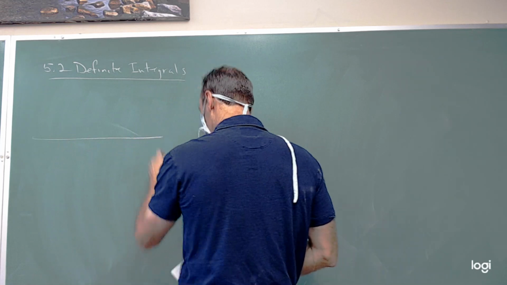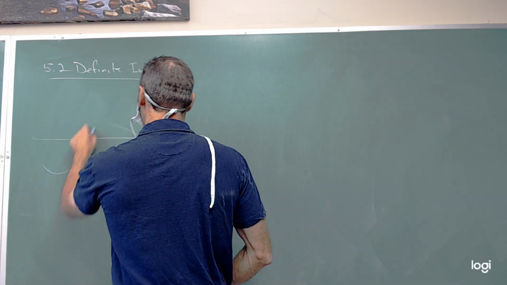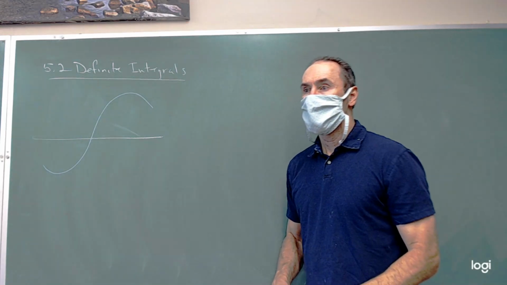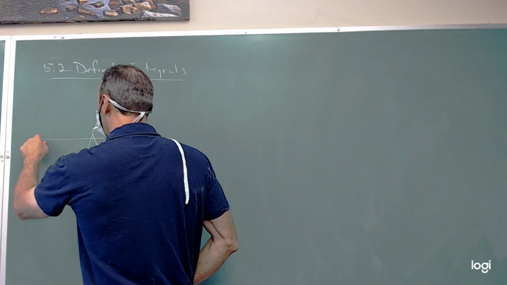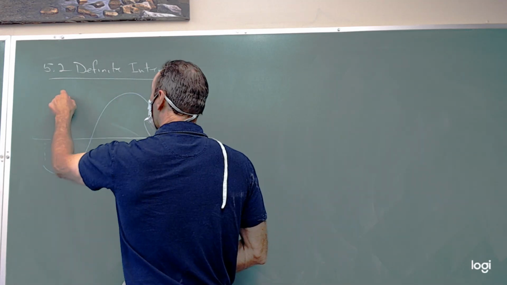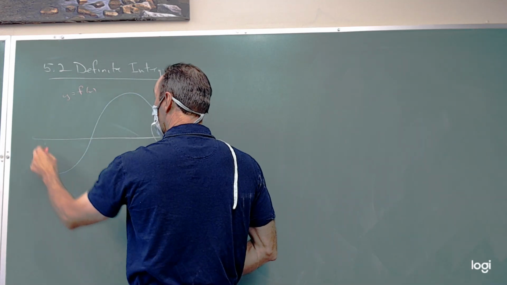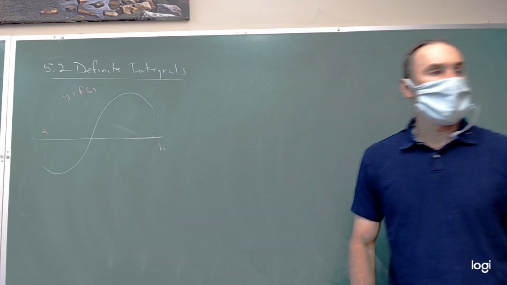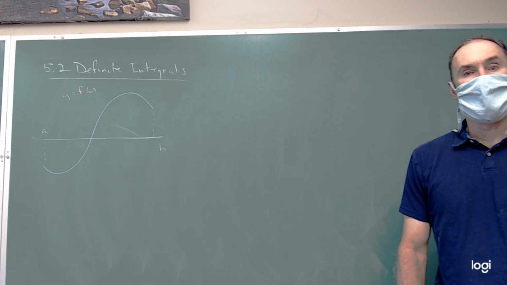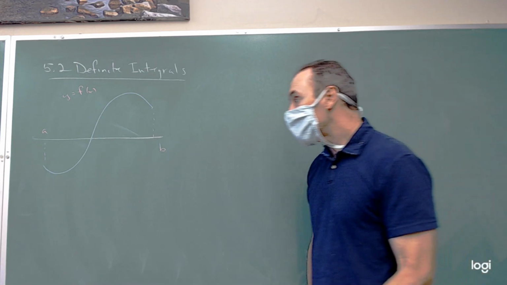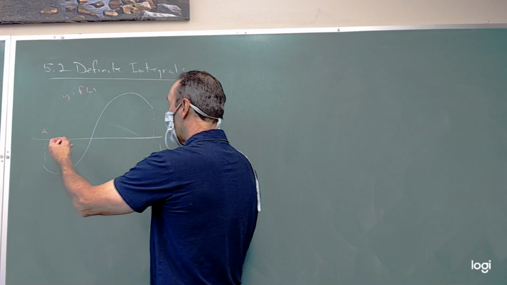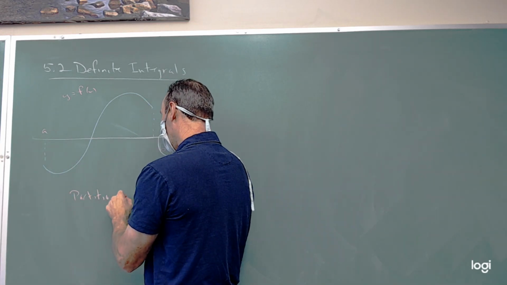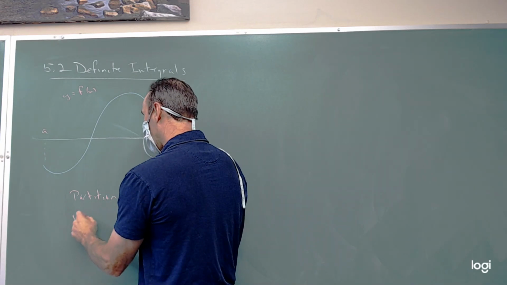So the idea is, in the very most general sense that we can, if we imagine we're taking some function f of x and we want to approximate the area under the curve from, say, A to B, then we could partition it. We're going to partition this into n sub-intervals.